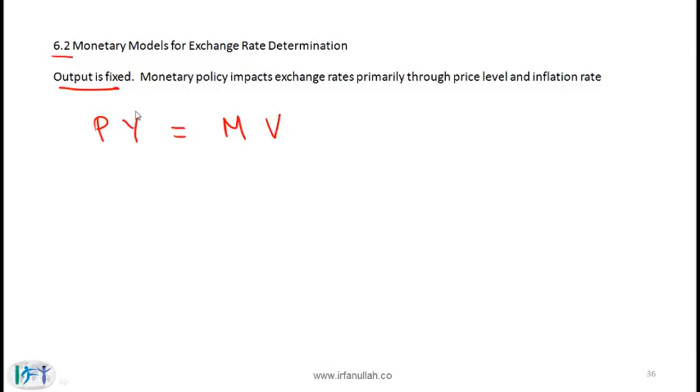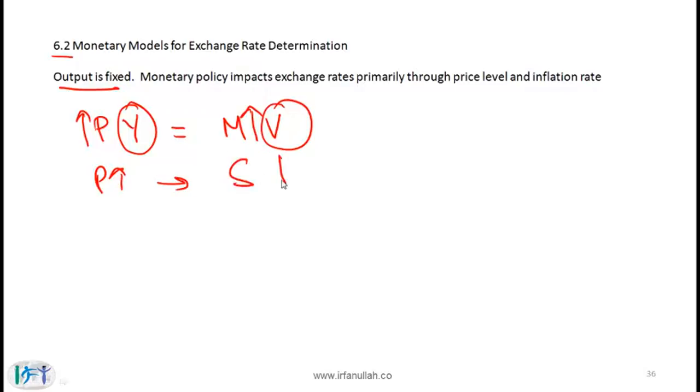If we assume that the output is fixed and velocity is stable, then an increase in money supply will result in a similar increase in price level. And then if we assume purchasing power parity, then increases in price level, or essentially this means inflation, will result in changes in exchange rate. So when price levels go up, then your nominal exchange rate will go down. And according to this model, the real exchange rate stays the same.